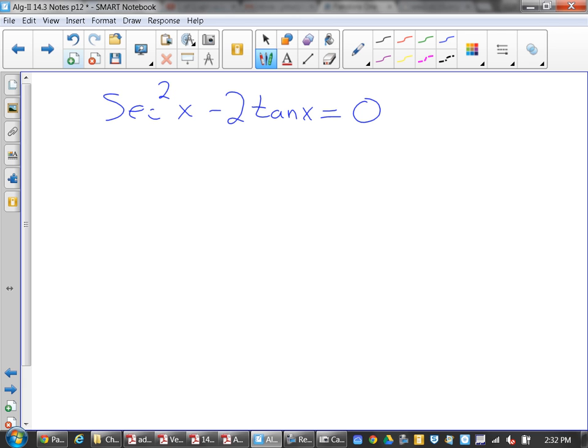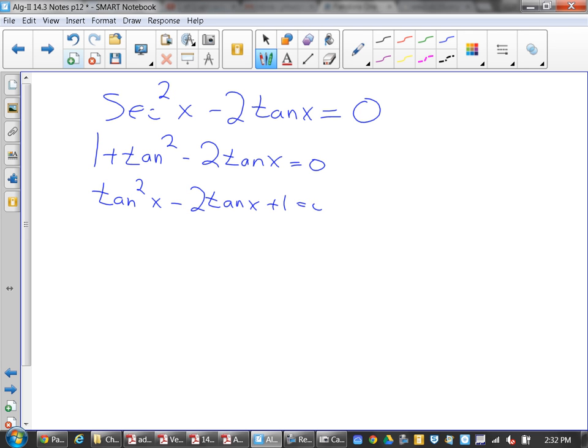Now, in this one, which one do you think it's forcing you to replace? Why is that? Because that's a fraction. Because it's Pythagorean. So secant squared is equal to what? 1 plus tan squared. So isn't this just tangent squared of x minus 2 tangent of x plus 1? I just moved them around.